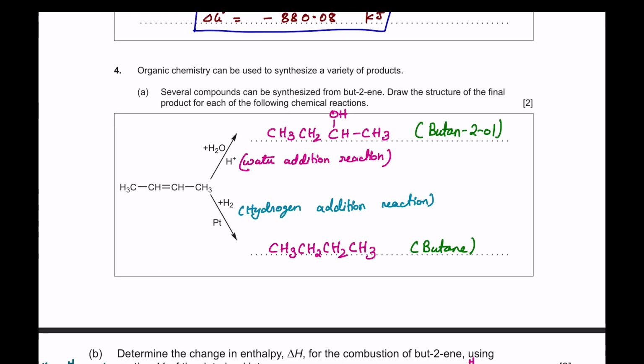Let's move on to question 4. Organic chemistry can be used to synthesize a variety of products. So this is the organic chemistry question. Several compounds can be synthesized from butene. Draw the structure of the final product for each of the chemical reactions. So this is butene.